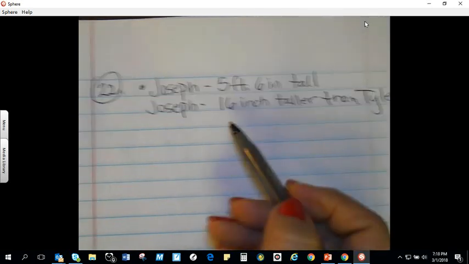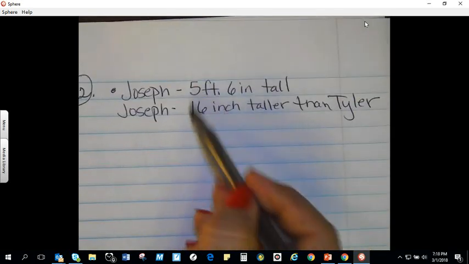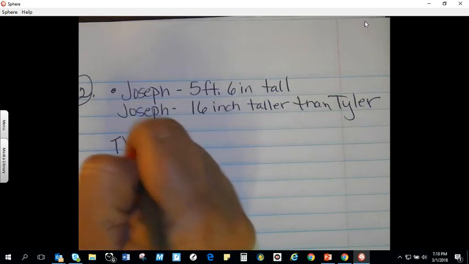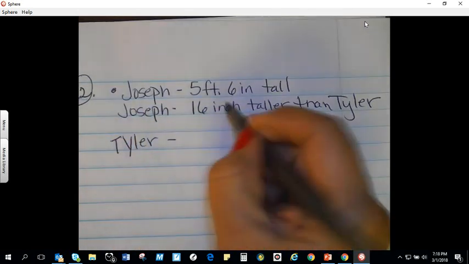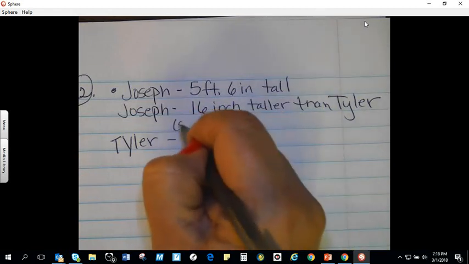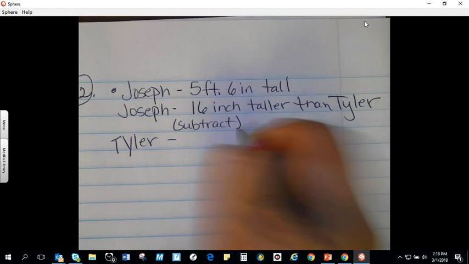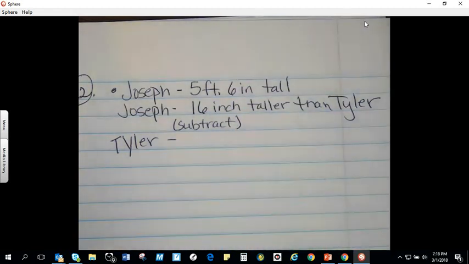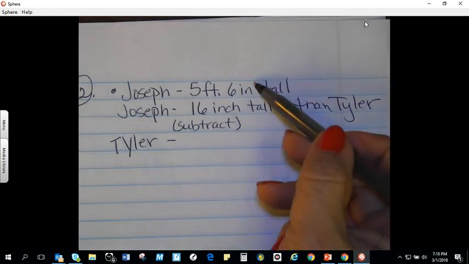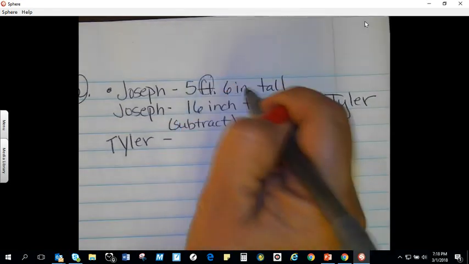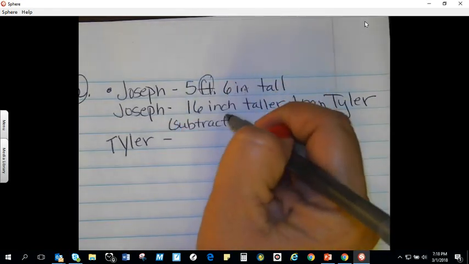So what operation will I need to do right here to find out how tall Tyler is? I will have to subtract. But I can't subtract like this because just like when we subtract fractions, we have to be alike. Your unit of measure has to also be alike. I can't just take inches from an inch here. I've got to convert these feet to inches so that I can take inches from inches.